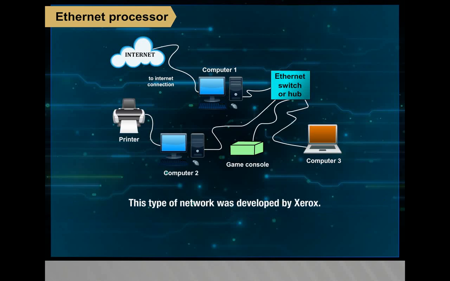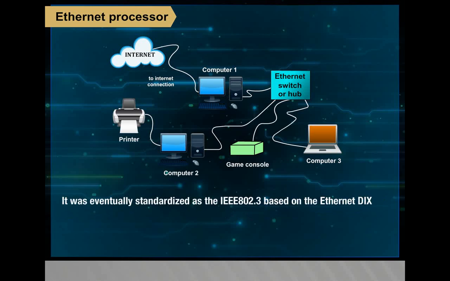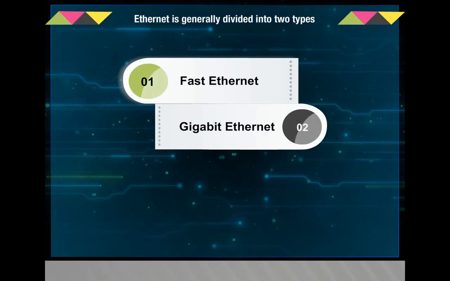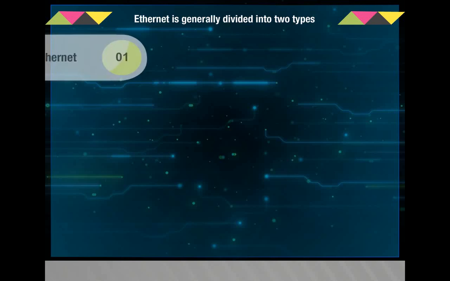This type of network was developed by Xerox. It was eventually standardized as the IEEE 802.3 based on the Ethernet DIX standard. DIX is Digital, Intel, Xerox. A programmable network interface card (NIC) would provide a flexible interface to such high bandwidth Ethernet links. Ethernet is generally divided into two types: Fast Ethernet and Gigabit Ethernet.